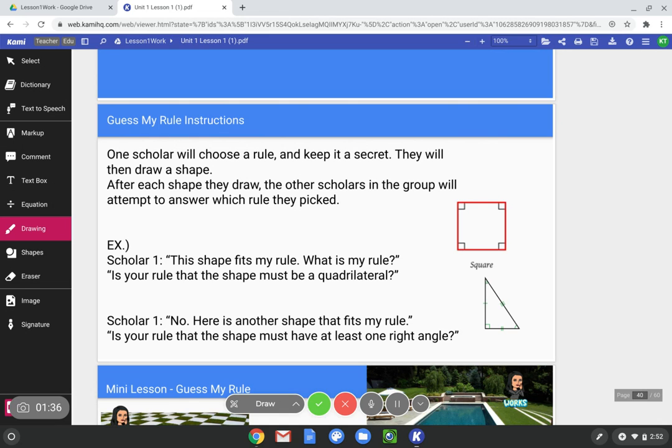So the scholar draws another shape. It looks like he drew a scalene right triangle, and he says here's another shape that fits my rule. Now we as the audience will try to guess what this square and this scalene right triangle have in common. Is the rule that the shape must have at least one right angle? Yes. That is the rule. That's what these shapes have in common. Right angle, right angle. It's our job to look at the common attributes and guess the rule.